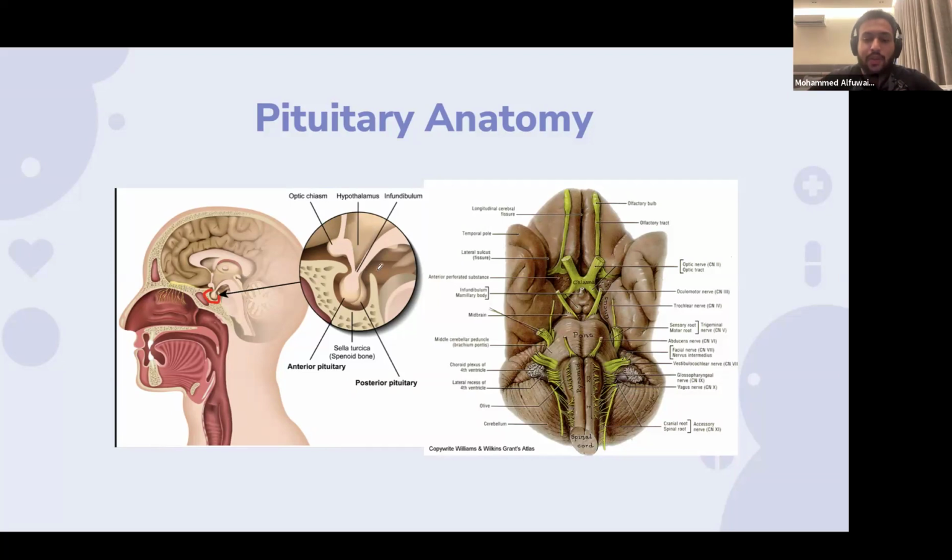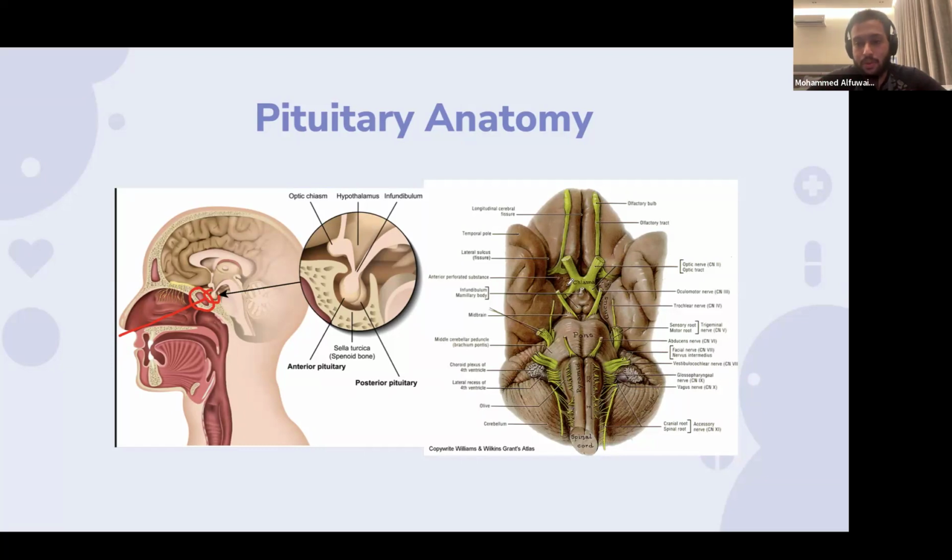In terms of its anatomy, what's very important is these two things. Firstly, its relationship to the sphenoid sinus. Why is this important? If you're doing any surgical procedure of the pituitary, you go through the nose into the sphenoid sinus, which is called the transsphenoidal approach. This is how we do surgeries for the pituitary gland.